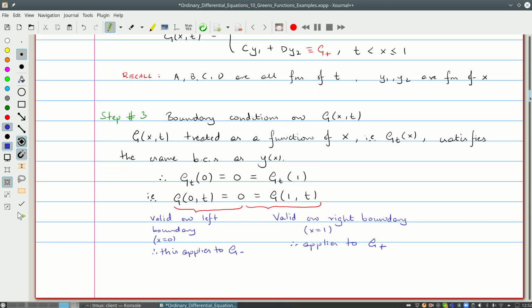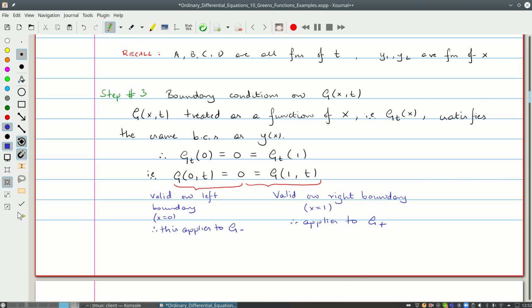Step 3. Use the boundary conditions on g of x comma t. Now, I talked about using the boundary conditions in the introduction, but this is the first time you're going to see how it is done. So we're going to regard g of x comma t as a function of x. Now, the way I like to think about it is to regard t as a parameter here. It's fixed, so you can write this equivalently as g subscript t, where t is our fixed parameter, and that's a function of x. Now this satisfies the same boundary conditions as y of x.